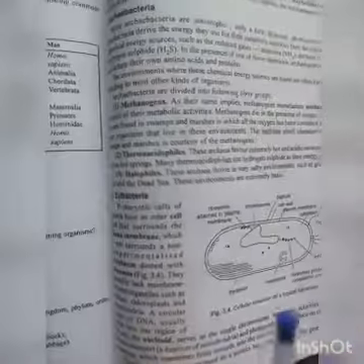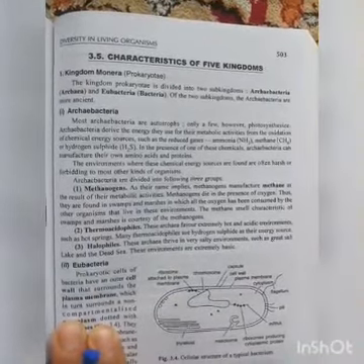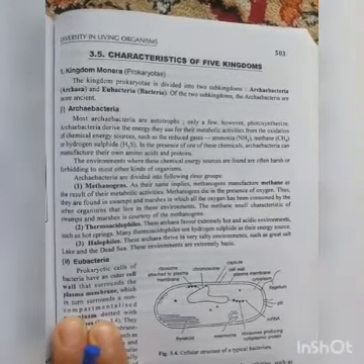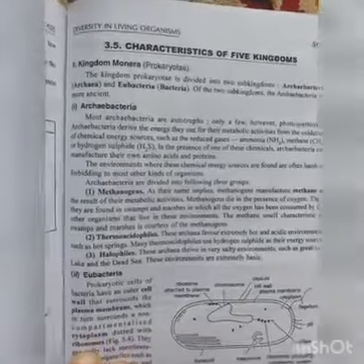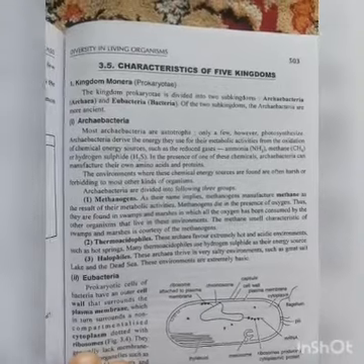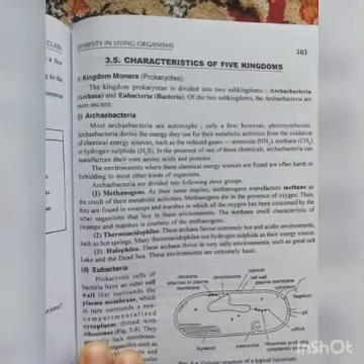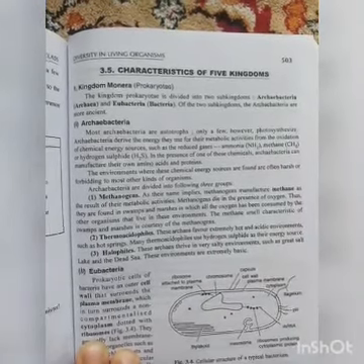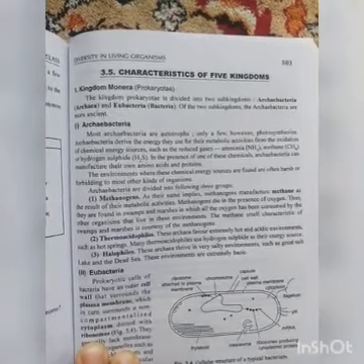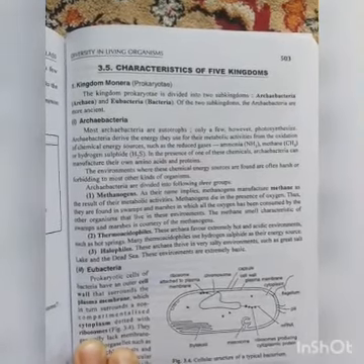So the first kingdom that we have to study is the kingdom Monera. As you know, kingdom Monera involves prokaryotes, and prokaryotes are those which lack the basic cell organelles like nucleus, mitochondria, etc. And the kingdom Monera is divided into two subkingdoms. One is Archaebacteria or Archae. Second is Eubacteria or simply bacteria.